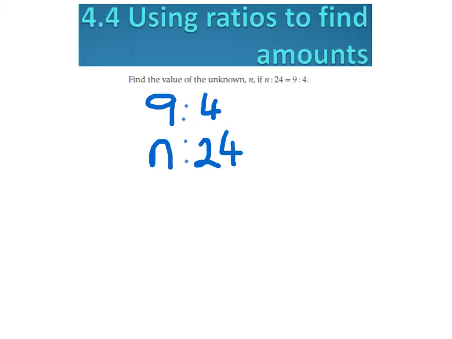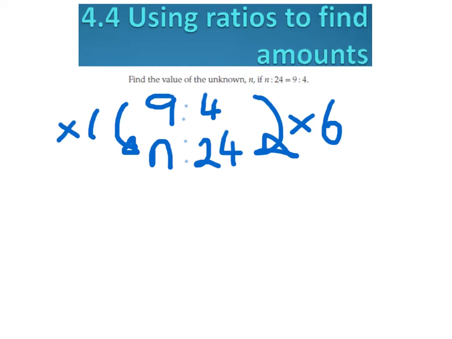So again, obviously if I'm looking at the 24 there, that's telling me that I need to times it by something. So I need to find out what I times 4 by to get 24. In this instance, 24 divided by 4 equals 6. So 4 times 6 equals 24. I have to do exactly the same thing on the other side. So then I have 9 times by 6. 9 times 6 gives me an answer of 54. So n equals 54.